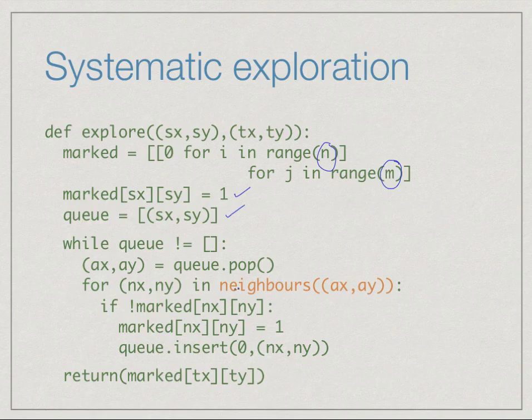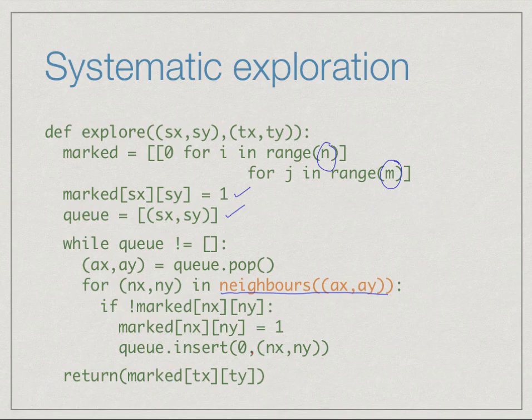Now there is a function which we have not written, but which will examine all the neighbors that I can reach from ax, ay, and give me a list of such pairs of nodes I can reach. So for each neighbor nx, ny, if it is not marked, then I will mark it and I will insert it into the queue. Okay? So I pull out an element from the queue to explore, look at all its neighbors. Those which are not marked, I mark and put them back in the queue.